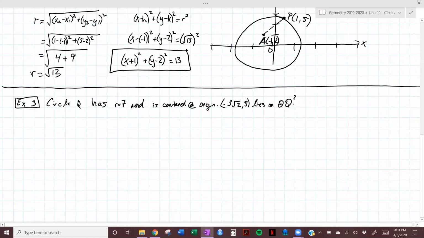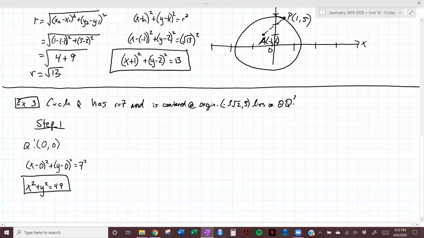Step 1, we need to write a formula. Our center Q is at the origin, which means it's at 0, 0. So our equation here is x minus 0 squared plus y minus 0 squared equals 7 squared, because the radius is 7, which just becomes x squared plus y squared equals 49.